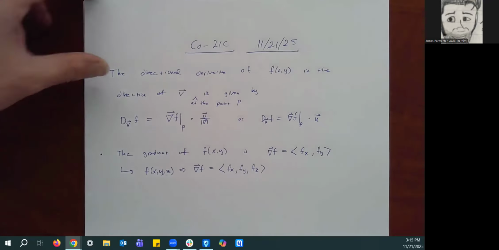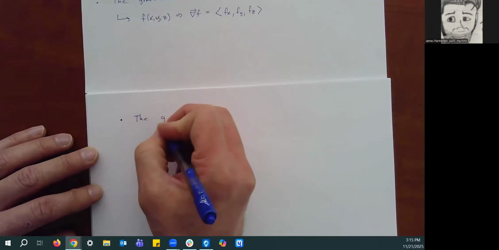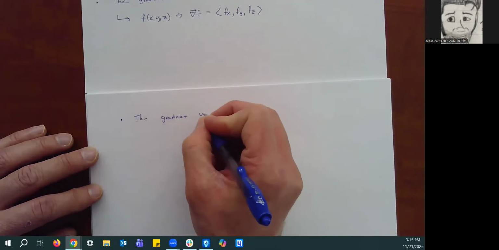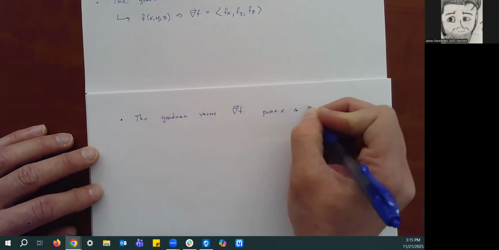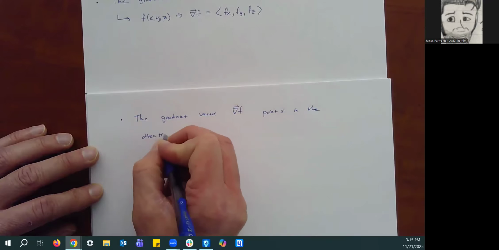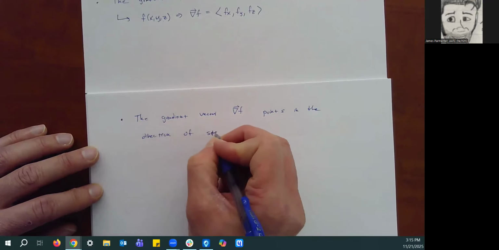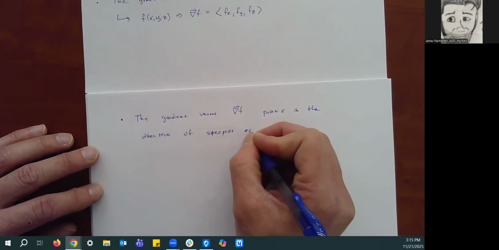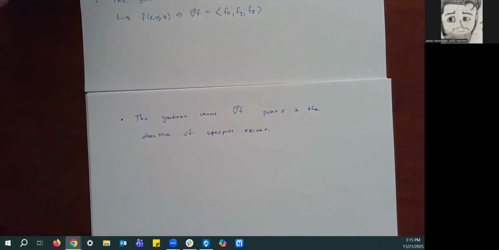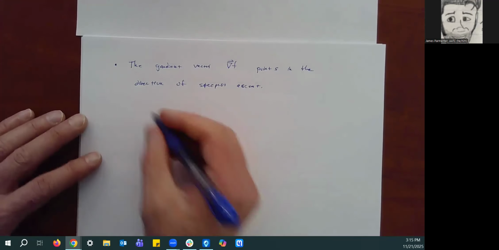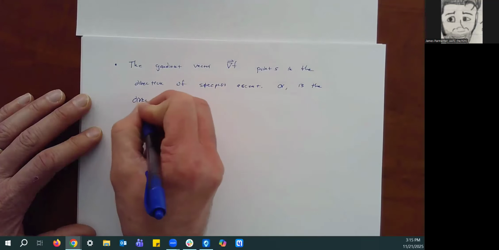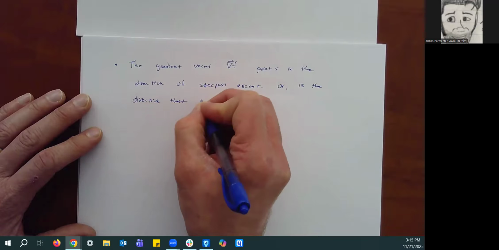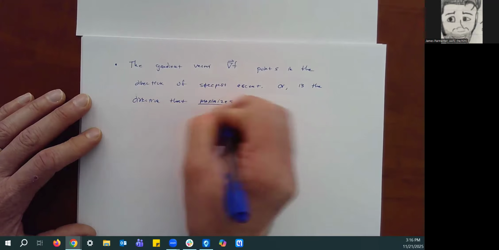A couple other things we said last time, which I think are really important. Thing one, the gradient vector points in the direction of steepest ascent. Or said another way, it is the direction that maximizes the directional derivative.